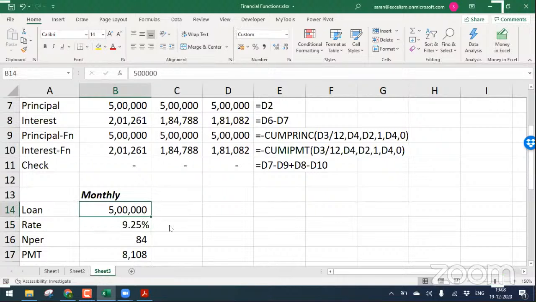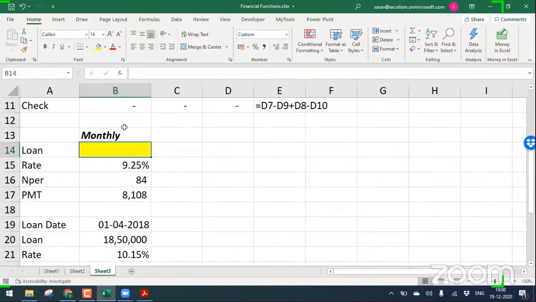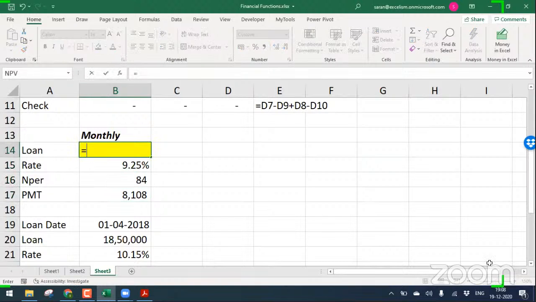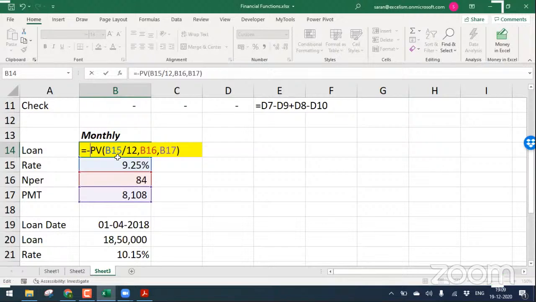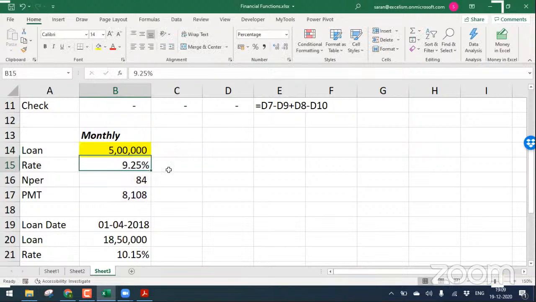Now, friends, let me remove this loan. Since I have other 3 parameters, do you think I can get the loan? Yes, possible, because I know what is the rate of interest, I know what is the NPER, I know what is the PMT. Simple, equal to PV, because I want to get the loan present value. This is the rate divided by 12, and this is the number of periods, comma, and this is the PMT. As I already told you, since the present value is positive, my PMT will become negative, I'm sure. So let me start with minus so that you will exactly get the same answer of 5 lakh.